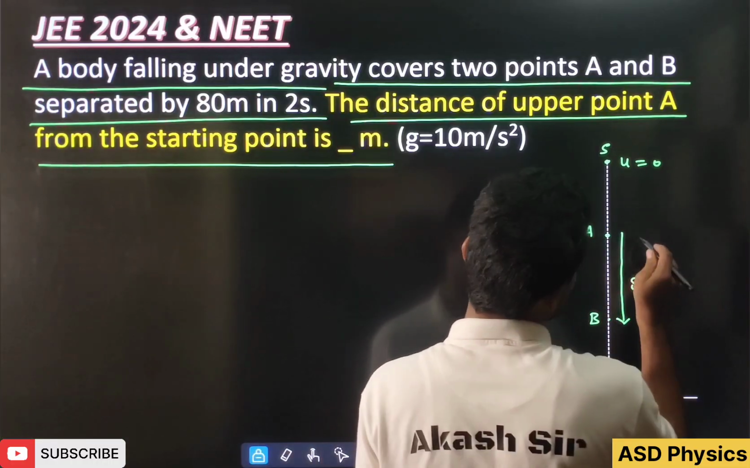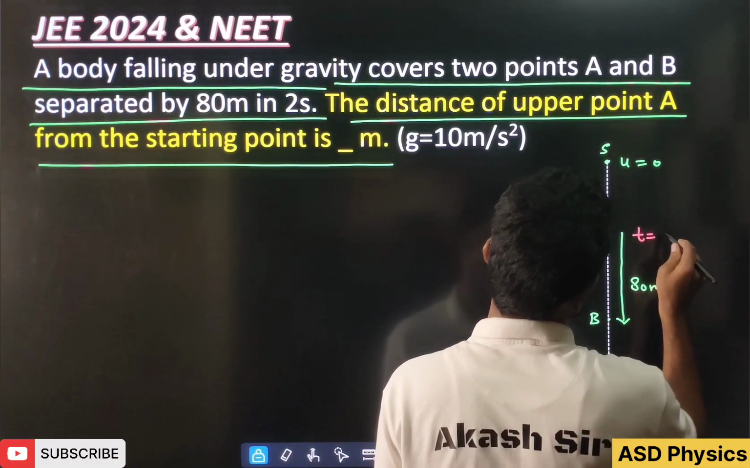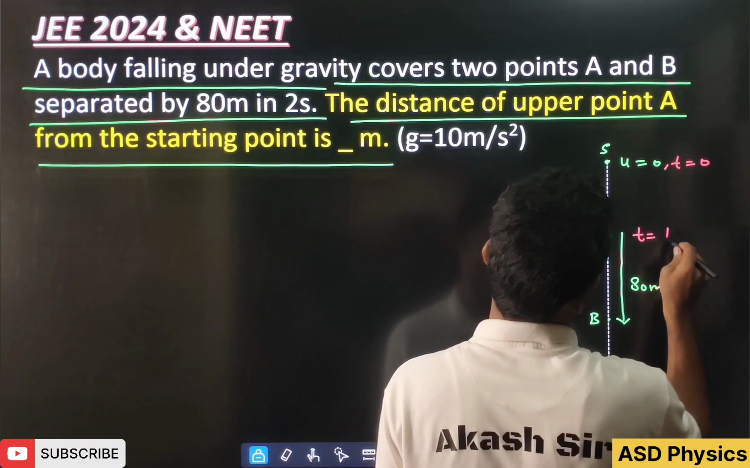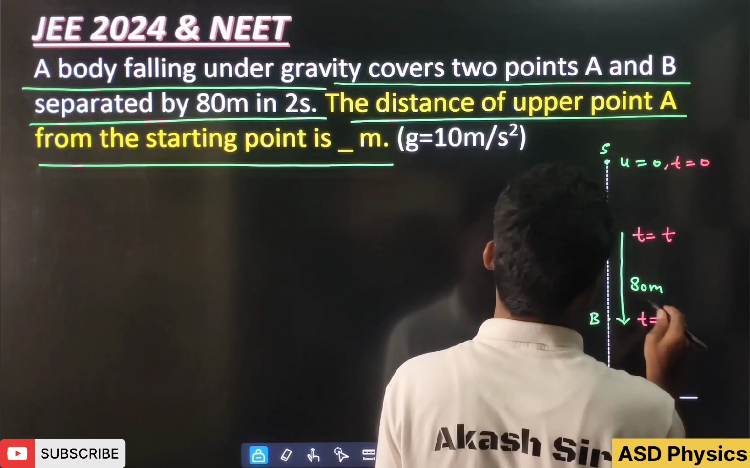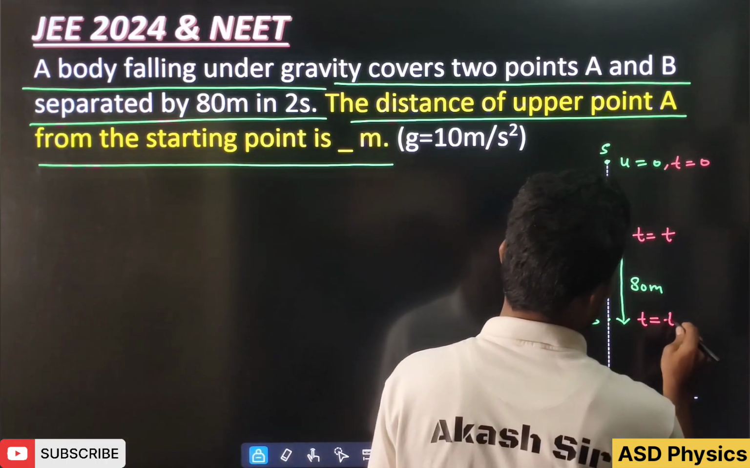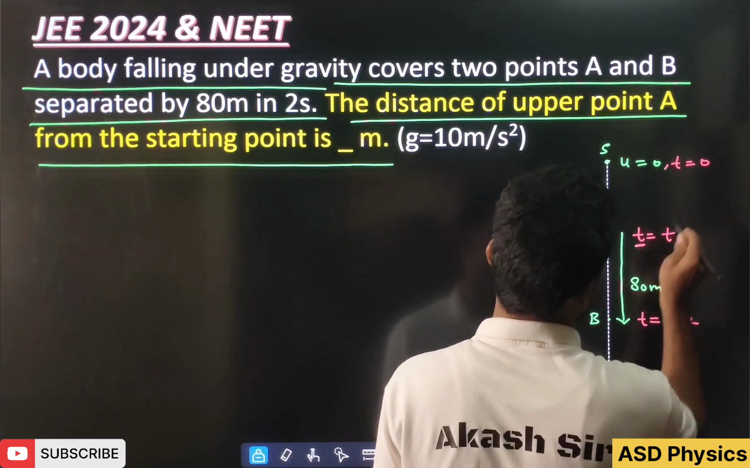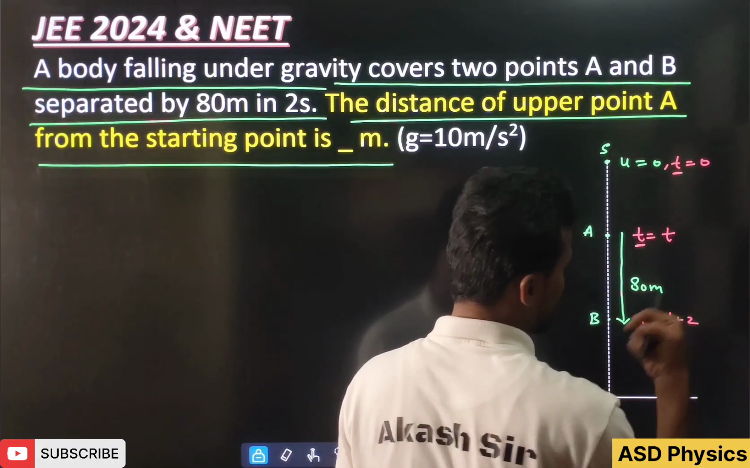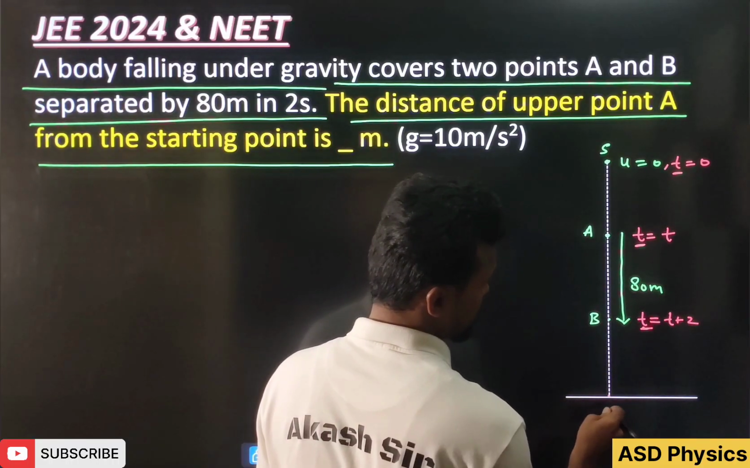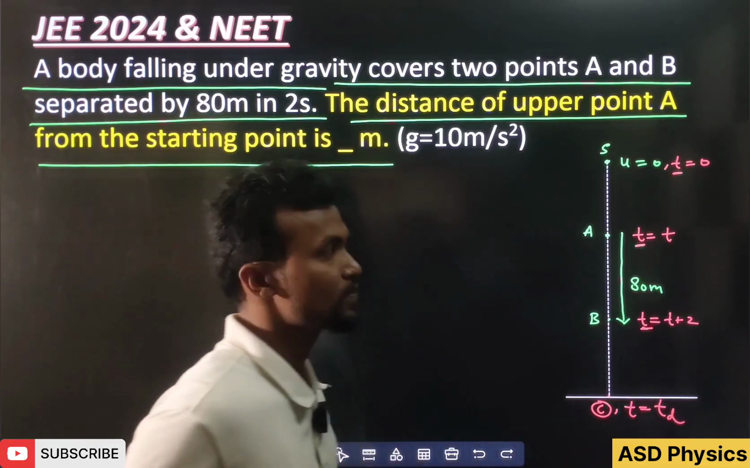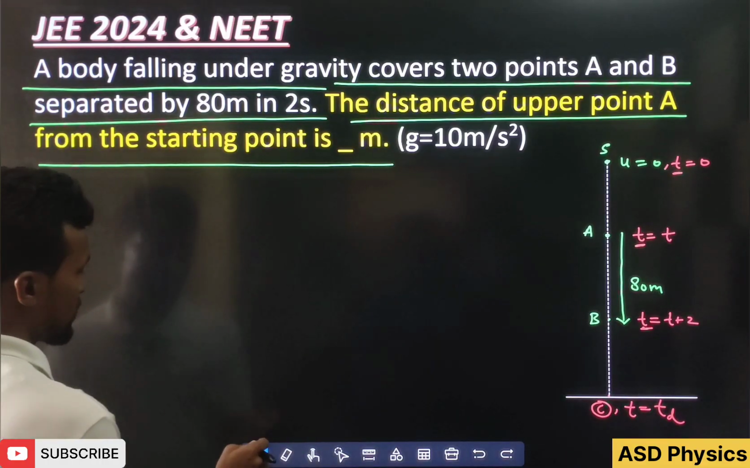Let's take for example, here t equal to 0. So let's take here t equal to t, and how much time is it taking? 2 seconds. So we can write here t equal to t plus 2. Again I am telling, this is the time indication. Here t equal to 0, here t equal to t, here t equal to t plus 2. Even if you are going here, we can write t equal to time of descent. Anyhow, now students, what are we going to do here?